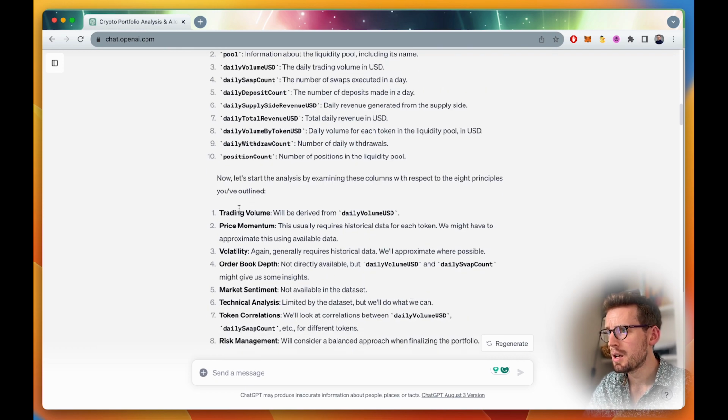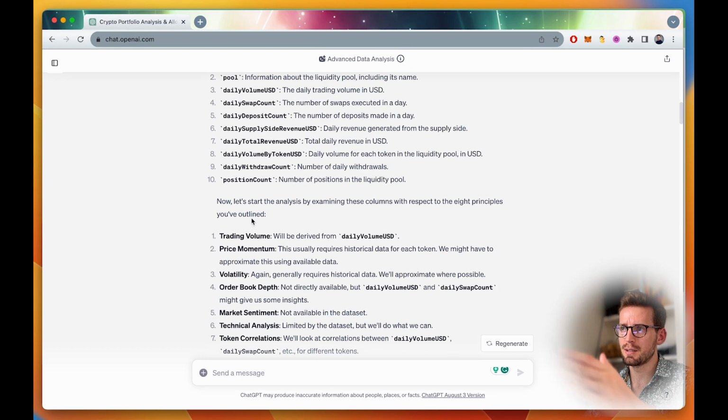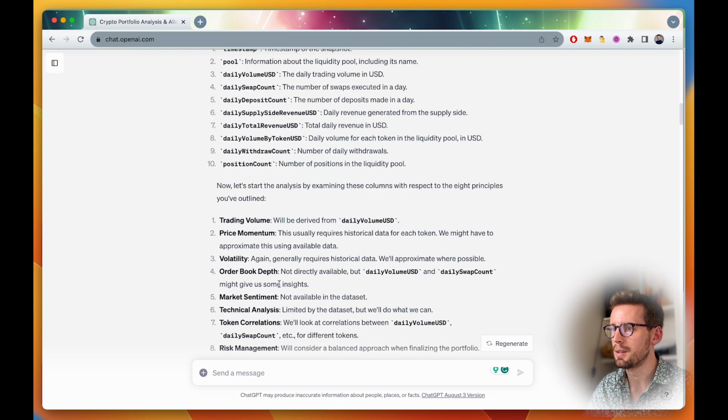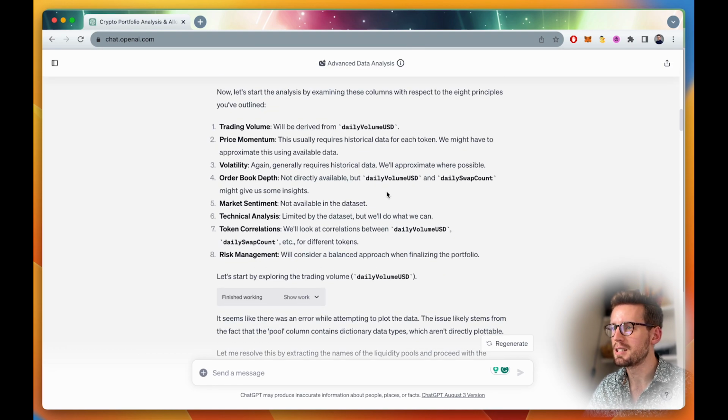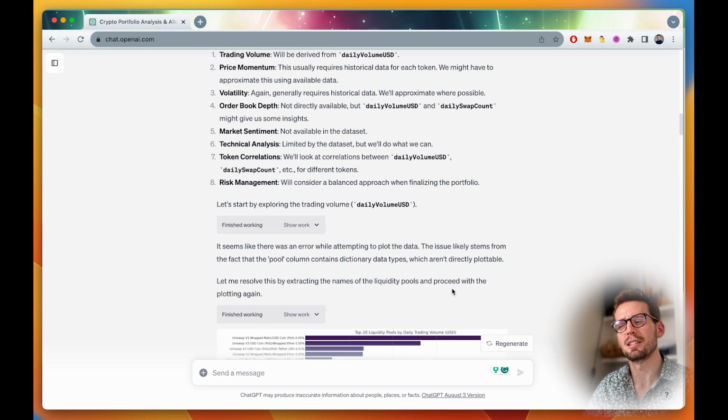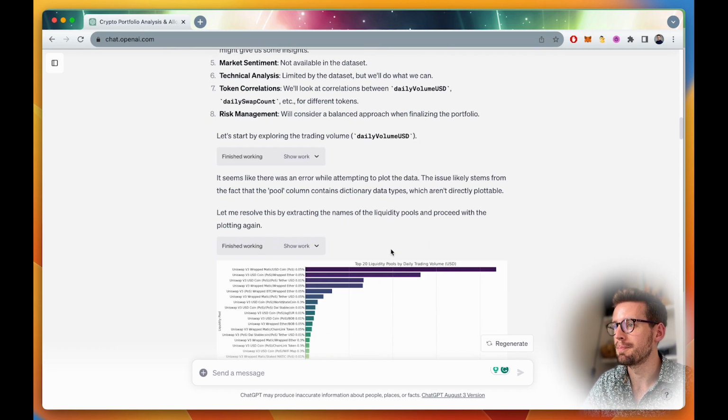It then tried to equate each of these metrics with the 8 things that I had set out as key things to think about. And it mostly did that. Obviously there's no market sentiment, like I said, and for some reason this time it shied away a little bit from any technical analysis. I'll show you later. It just seems to say this seems too complicated, so I'm not going to do that. Maybe it's having a bad day.